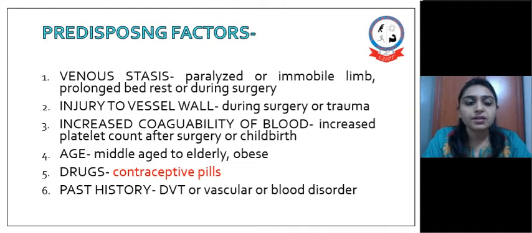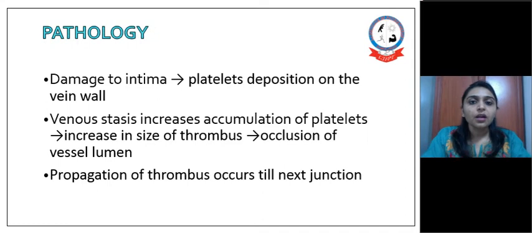Number 6, past history of DVT or vascular or blood disorder. Any of these are predisposing factors for having DVT again. Pathology of deep vein thrombosis. Damage to the intima may lead to platelet deposition on the vein wall. Venous stasis increases accumulation of the platelets, which increases the size of the thrombus, and occlusion of the lumen also occurs.